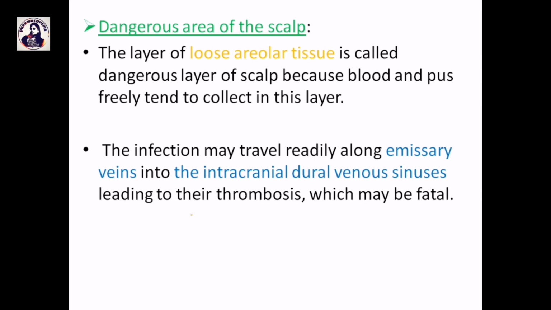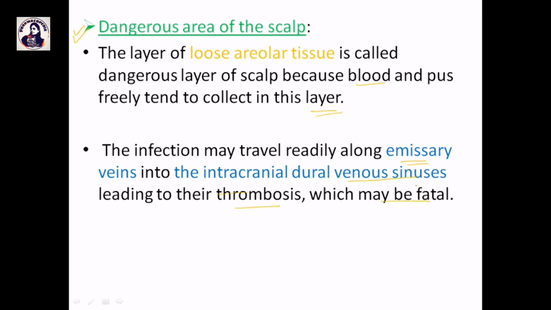Now talking about the dangerous area of the scalp, ये आपकी वाइवा का one of the most important question है, that is the dangerous area of the scalp, not only in the viva but for your university exams also. तो जो भी लेयर है आपकी लूज एरियोलर टिश्यू की, दैट इज नोन एज द डेंजरस एरिया ऑफ द स्कैल्प, बिकॉज जो भी ब्लड और पस है, इट टेंड्स टू कलेक्ट इन दिस लेयर. ओके, एज आई ऑलरेडी टोल्ड यू. अब जब ये जो पस है, ये जो ब्लड है, वो जो कलेक्ट होते हैं, वो एमिसरी वेन के द्वारा इंट्राक्रेनियल ड्यूरल वेनस साइनस में ट्रैवल करता है, विच लीड्स टू थ्रोम्बोसिस एंड मे बी वेरी फेटल.